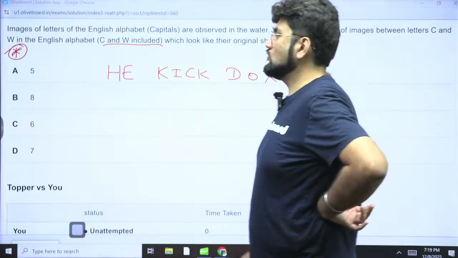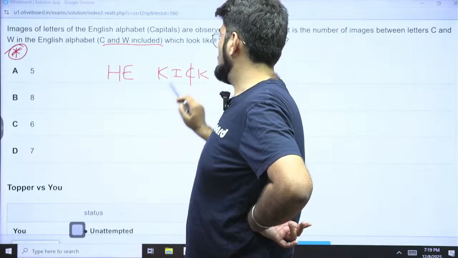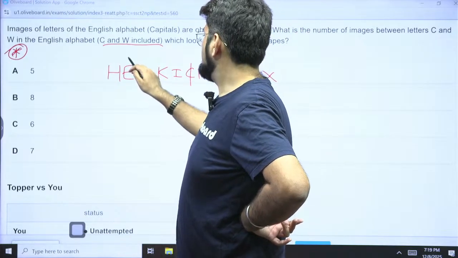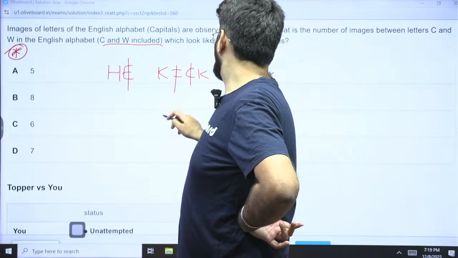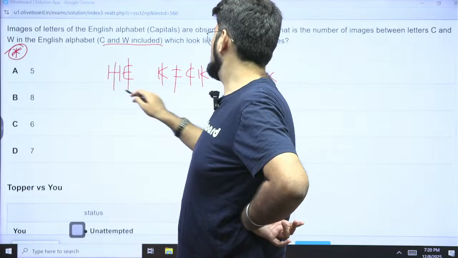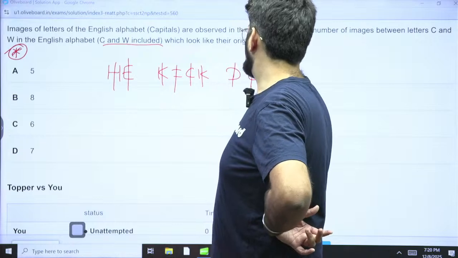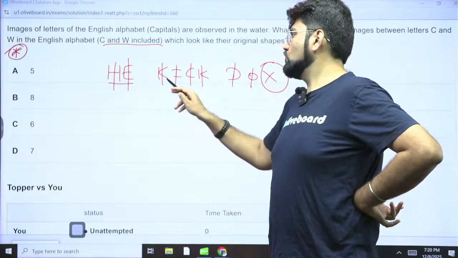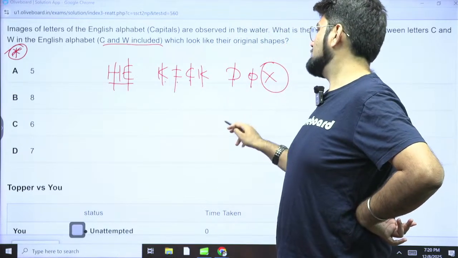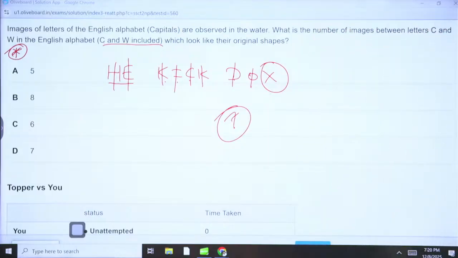So now if you count this, it should be between C and W, both included. We have a C here, 1. Next we have E, I. So this will be counted as 1 only. K, H, D, O, but this will not be included. So how many do we have? 1, 2, 3, 4, 5, 6, 7. There are 7 letters which are there. Am I right? 7 letters.